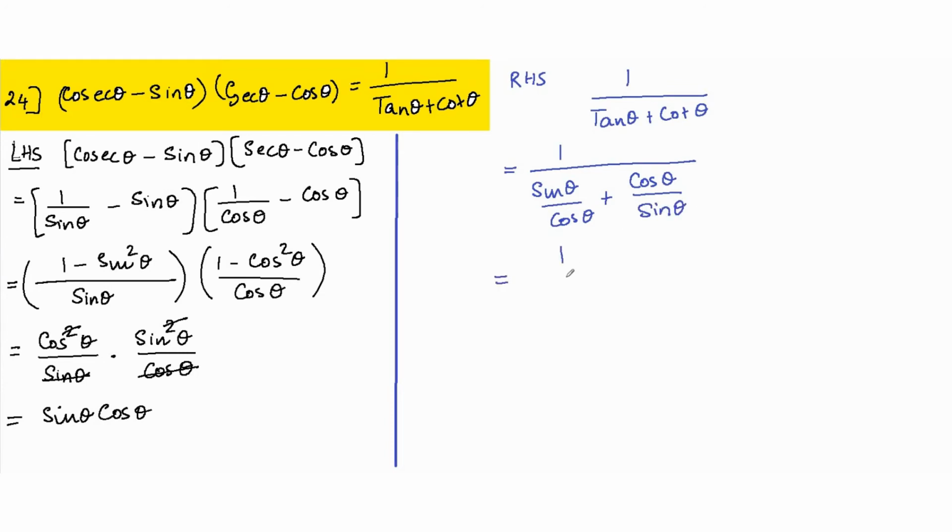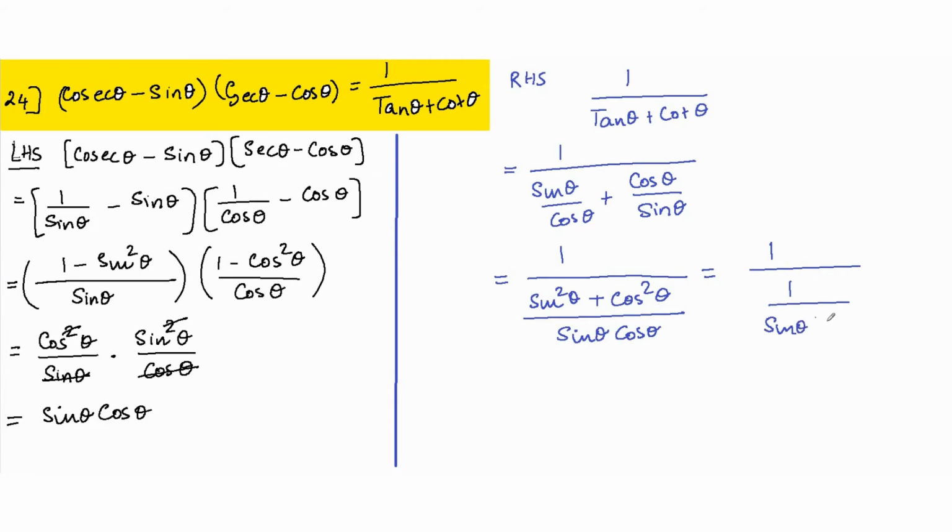The LCM of the denominator is sine theta cos theta. The numerator is sine into sine, which is sine square theta, and cos into cos becomes cos square theta. Therefore, this is equal to 1 divided by 1 by sine theta cos theta, because the identity used is sine square theta plus cos square theta is equal to 1, and therefore I get sine theta cos theta as my RHS. So I have shown that both sides are equal to sine theta cos theta.